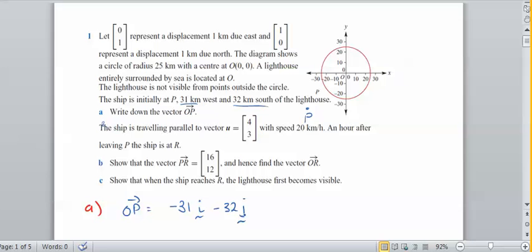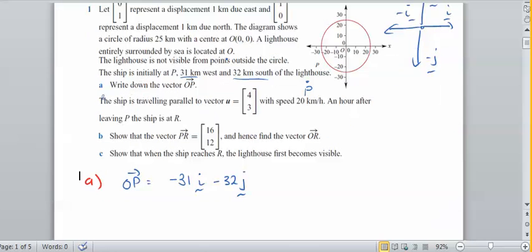Okay, so we're going to make the assumption that west is negative i, right is i, and we've got j and negative j. So we're going to make that assumption. And thankfully we don't have a third dimension at this stage, which is good. Okay, so that is correct. Part B.